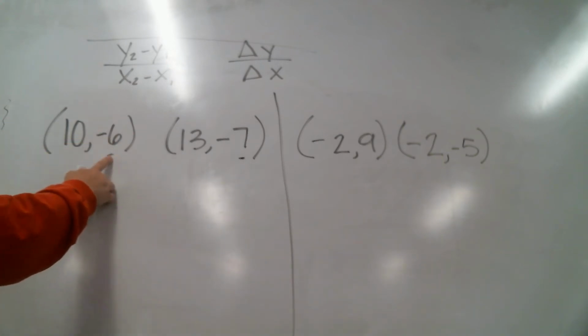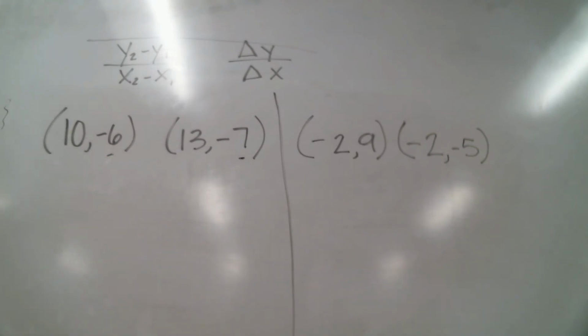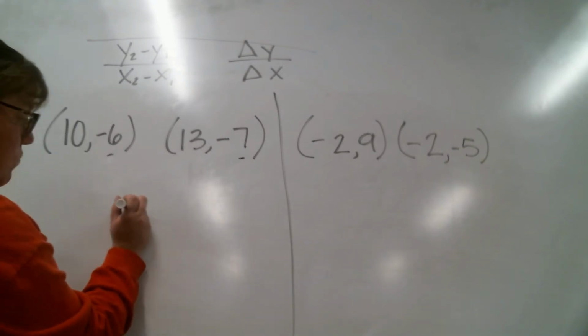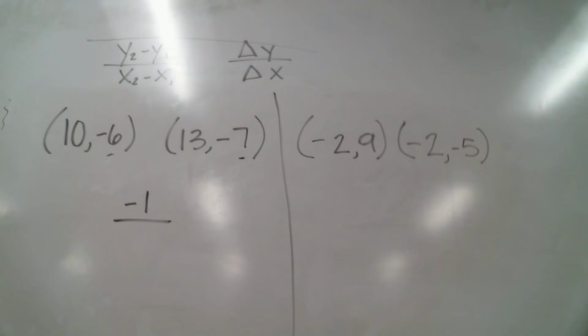So if the y is changing starting at -6 and moving to -7, if you think of a y-axis, it's moving from -6 down to -7. That means that it's moved down 1. So your change in y would be -1. So on the numerator on the top, we're going to put a -1.